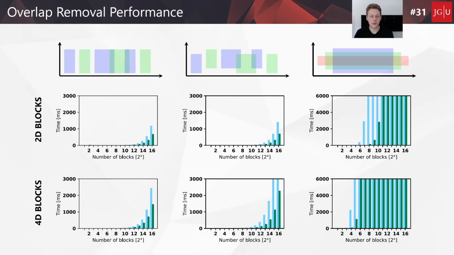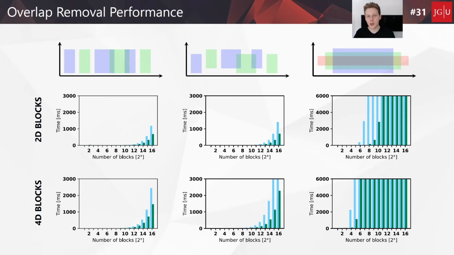The first row is for 2D blocks, which is like the examples we've seen right before. And the bottom row shows 4D blocks, which is probably more common in practice. And on the very top row, you can see a few input examples. So the first one shows a row of aligned blocks. The second one is rather misaligned blocks. And the third column shows what we call the worst case for this algorithm.